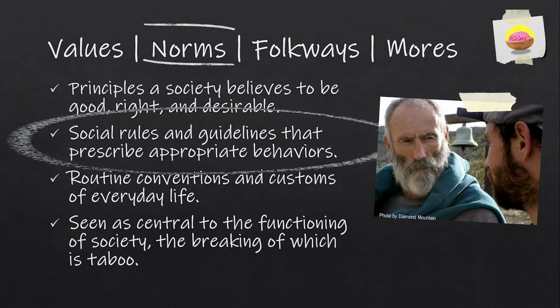Then we have norms. These are social rules and guidelines that prescribe appropriate behaviors. For example, here in the United States, when we speak with somebody, we look them in the eye. It's eye-to-eye contact. That's a way of showing that we're paying attention, that we're respecting what they're saying, that we are engaged in the conversation. Well, that's all well and good. However, eye contact is not universally seen as a positive thing. In some countries, eye contact could be perceived as aggressive or negative or very uncomfortable.